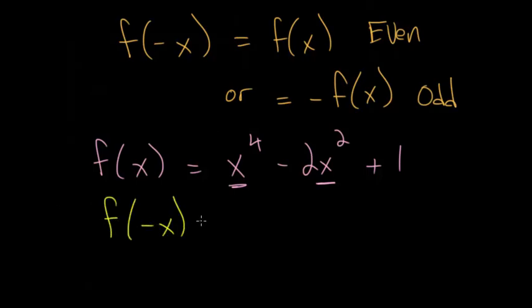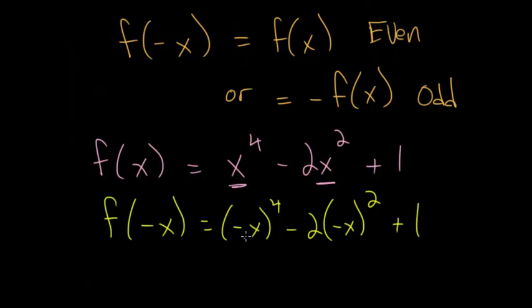So we have f of minus x, so we'd have minus x to the fourth minus 2 times minus x squared plus 1. And when you raise a negative number to an even power, the negatives essentially cancel out, because you have 4 negatives multiplied together, and every pair of them is a positive number. So this ends up becoming just positive x to the fourth. This minus x squared, using a similar argument, would just become positive x squared. So we have minus 2x squared, and then plus 1.